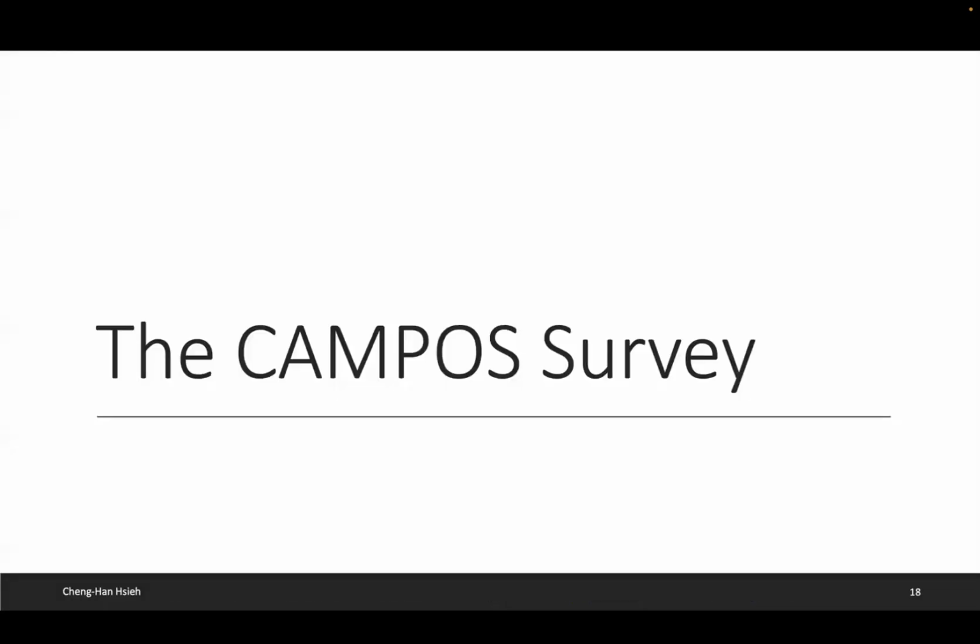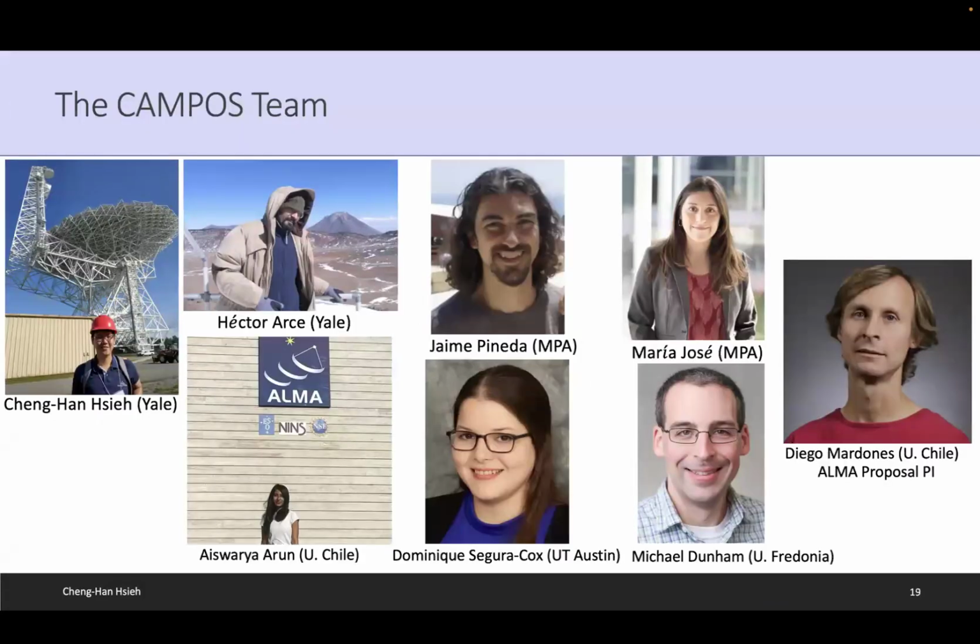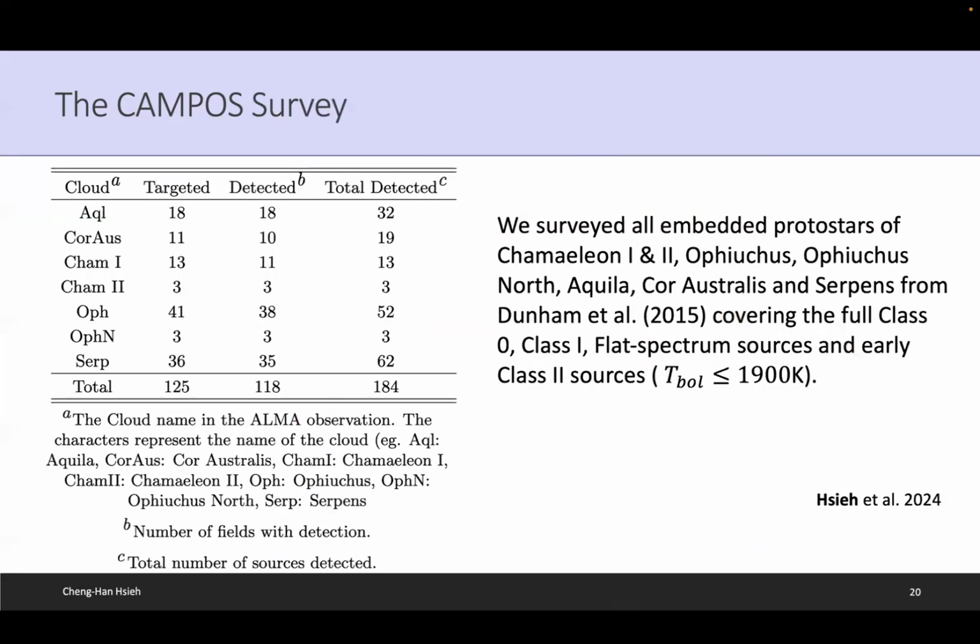So, introducing our CAMPOS survey. Here is our CAMPOS team: me, Hector, Ashwarya, Jaime, Don, Maria Jose, Mike Dunham, and Diego. So we surveyed nearly all the embedded protostars in 7 nearby molecular clouds: Chamaeleon 1, Chamaeleon 2, Ophiuchus, Ophiuchus North, Aquila, Corona Australis, Serpens, from Dunham et al.